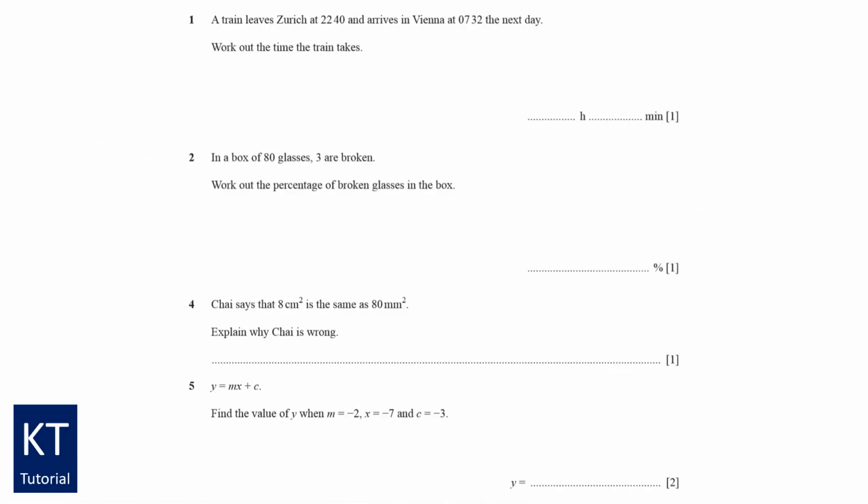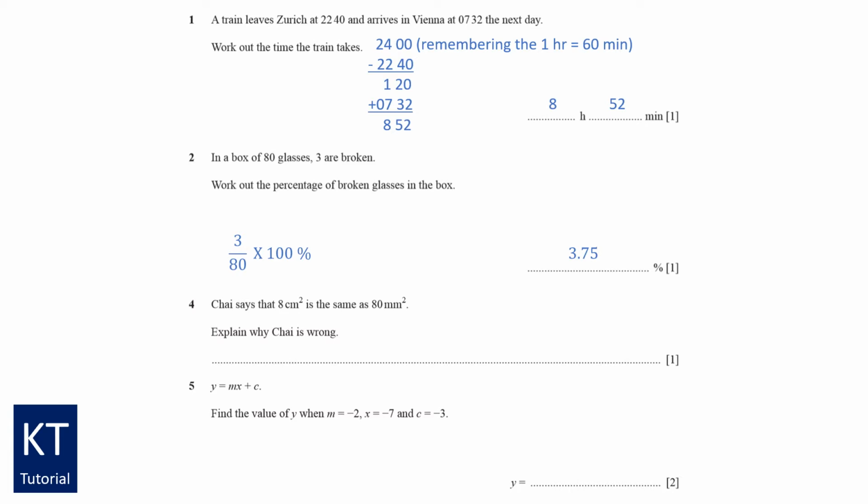Question 1. A train leaves Zurich at 22:40 and arrives in Vienna at 07:32 the next day. Work out the time the train takes. Following the math, it should come to 8 hours and 52 minutes. Question 2. In a box of 80 glasses, 3 are broken. Work out the percentage of broken glasses in the box. This would be 3 over 80 times 100%.